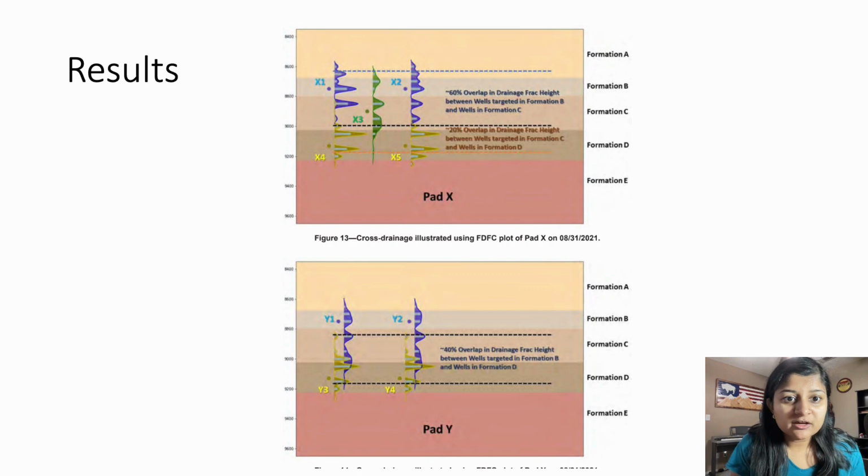Here are some of the results of pad X and pad Y. There was a 60% overlap in the drainage frac height between wells targeted in formation B and formation C. There was a 20% overlap in the drainage frac height between wells targeted in formation C and formation D. With pad Y, there's a 40% overlap in the frac height between wells targeted in formation B and wells targeted in formation D. So obviously we would see a lot more overlap in pad X compared to pad Y.